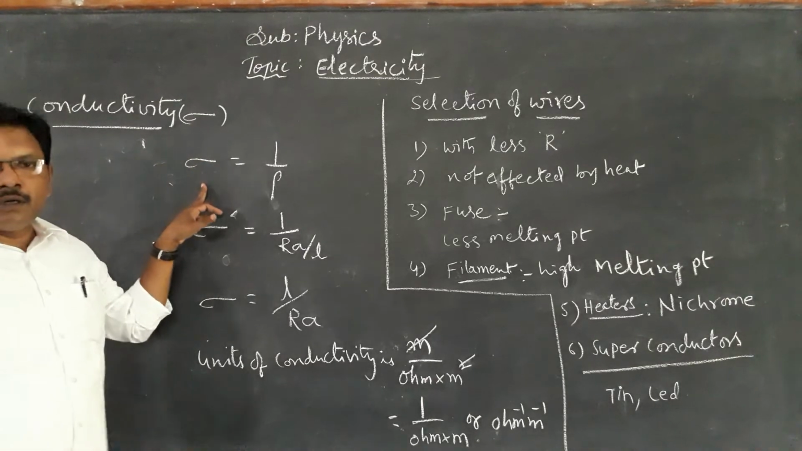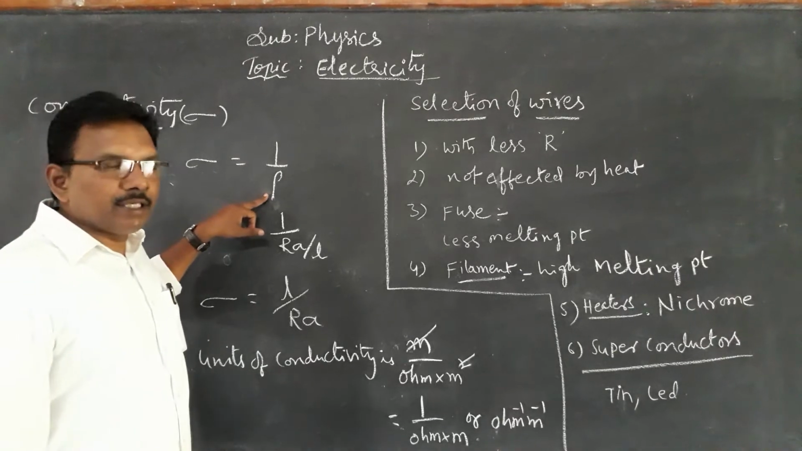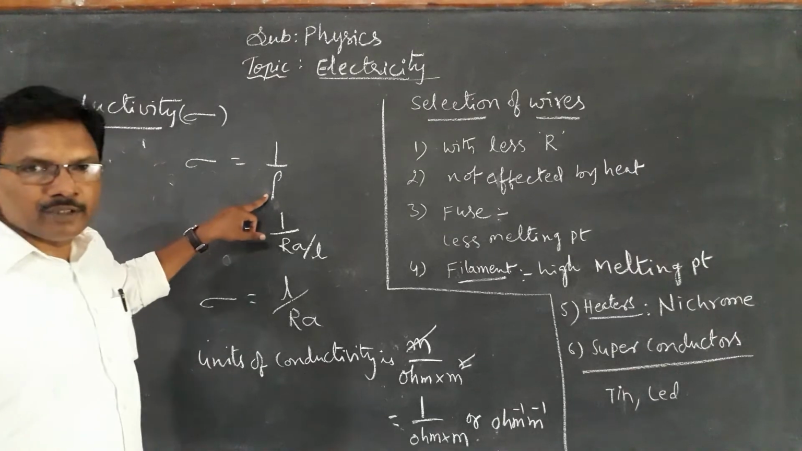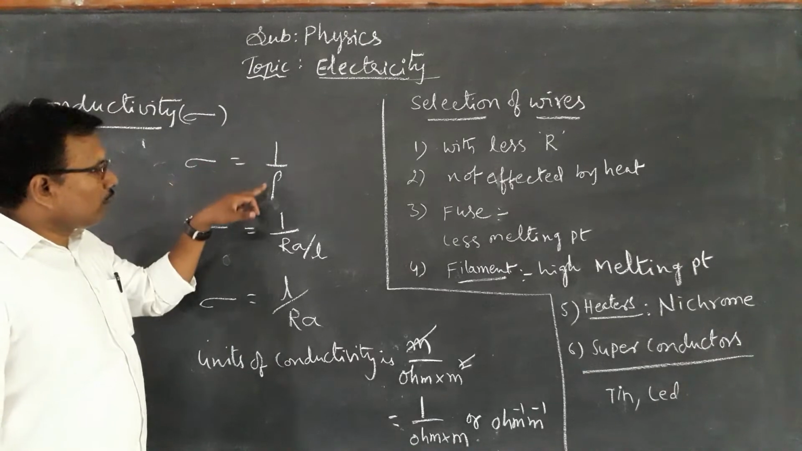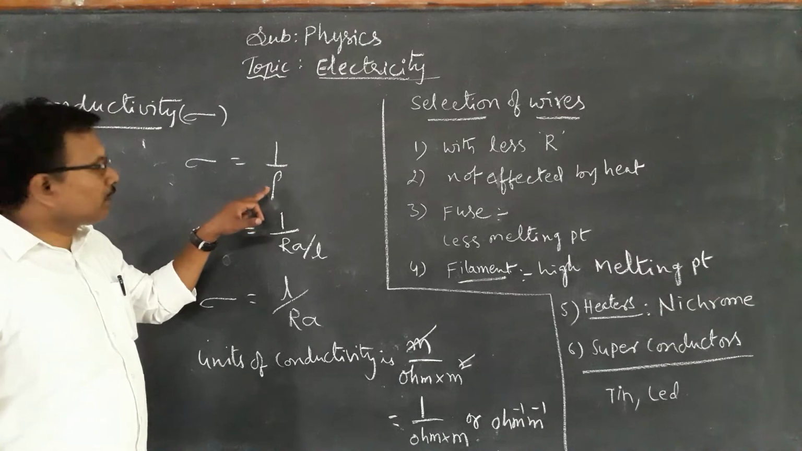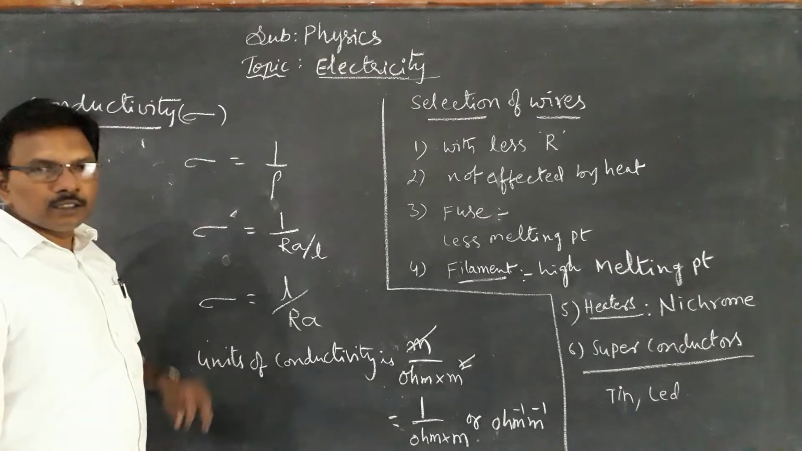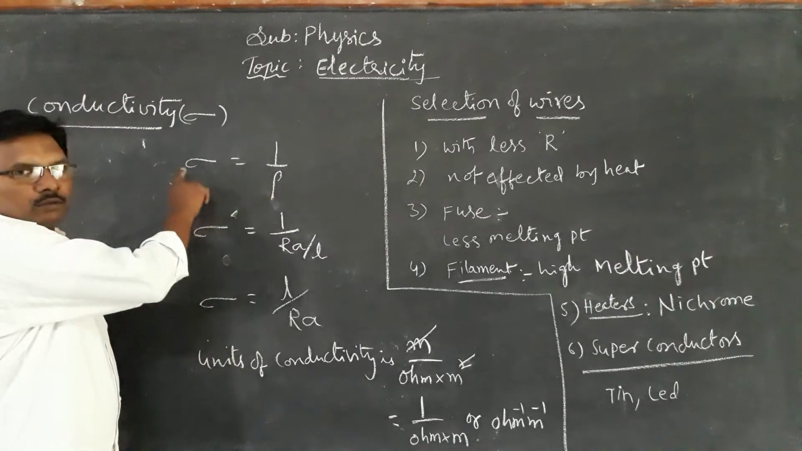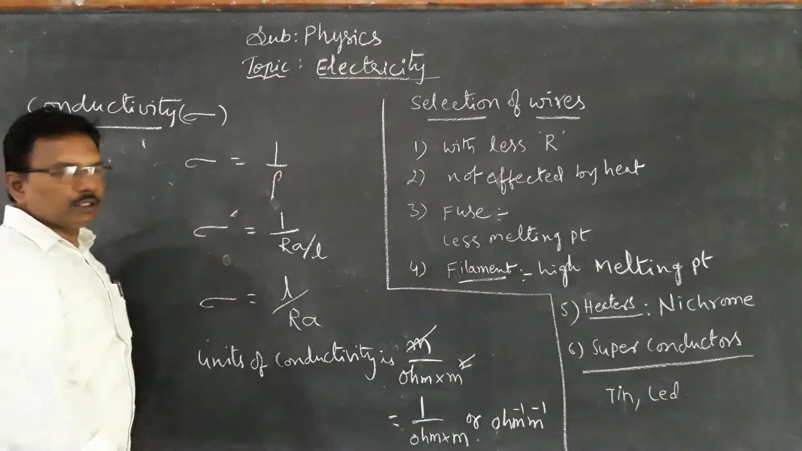Conductivity is opposite to the resistivity. So sigma equals 1 by rho, or 1 by small p. This is the symbol of resistivity. Sigma equals 1 by rho, so both are inverse. Conductivity is equal to 1 by rho.